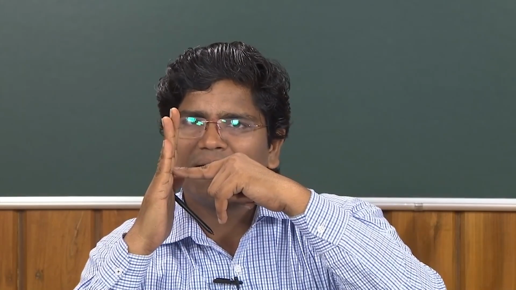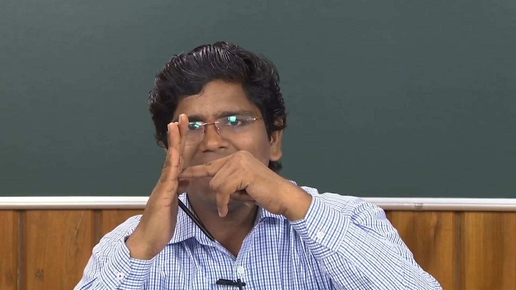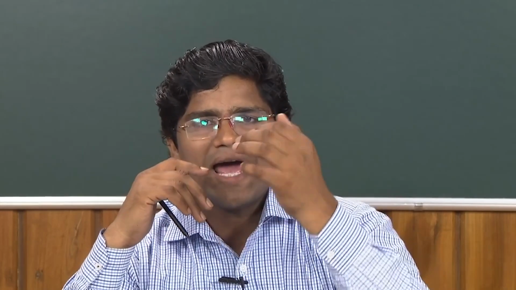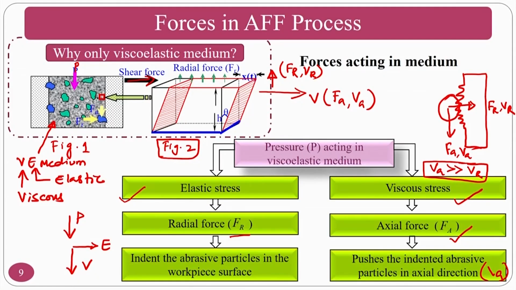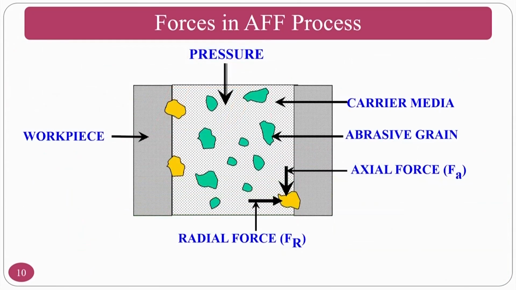What is the main function of radial force? Radial force tries to indent into the workpiece surface, or it tries to penetrate into the valley, and it tries to shear the peak with the help of axial force and axial velocity. It will indent because of the radial force and it tries to move in this direction because of the axial force and axial velocity. With the combination of radial force, axial force and axial velocity, you are going to get a microchip or a nano chip, and the material removal will take place.